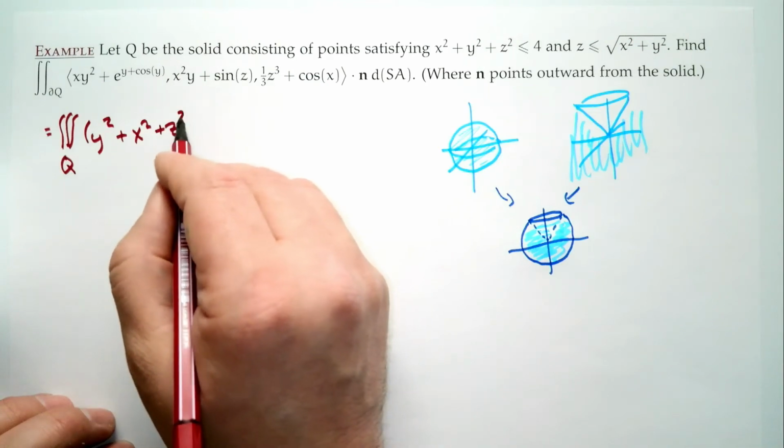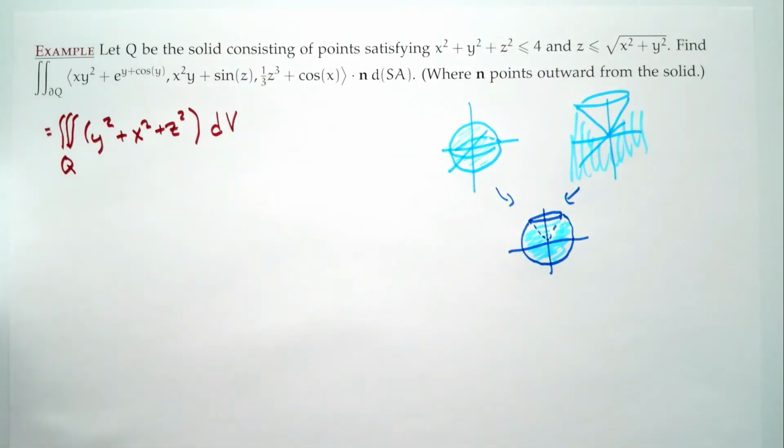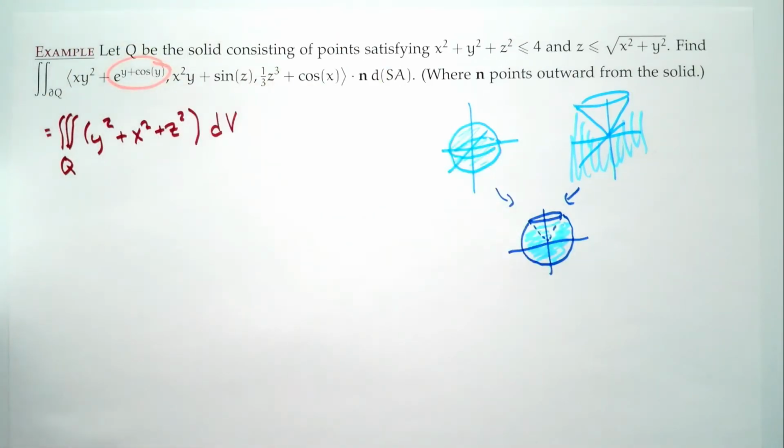Z squared. Now, one of the other things that you should learn to recognize is if you see really terrible functions, you should be like, boy, that looks like something I don't want to mess with. And you don't. So, as an example, this e to the y plus cosine y, that's a terrible looking function. You wouldn't want to have to actually work with it. But we don't have to, because it goes away. And so, if you do see things that look bad, you should think, I should find something that makes that go away, so I don't have to work with it.